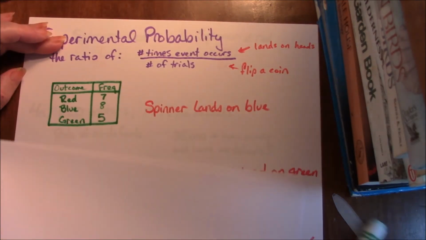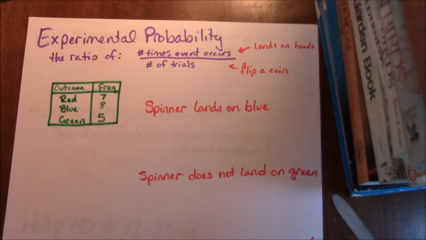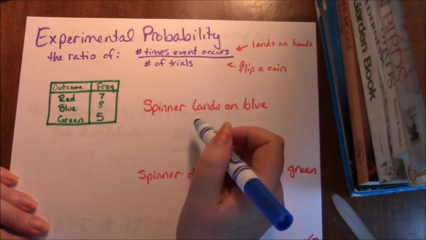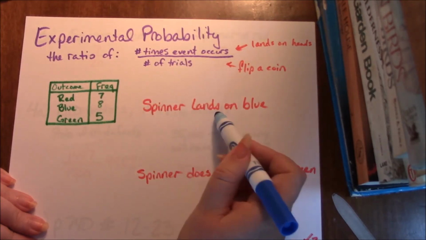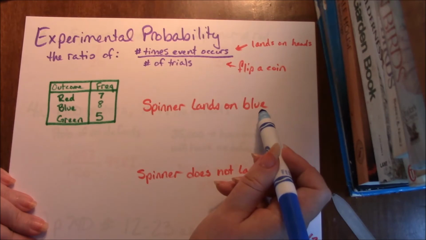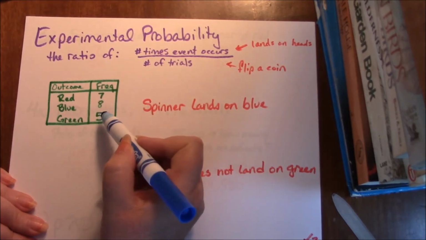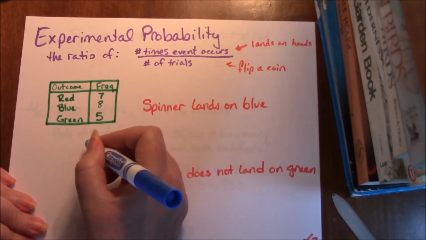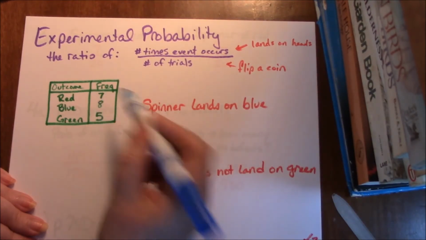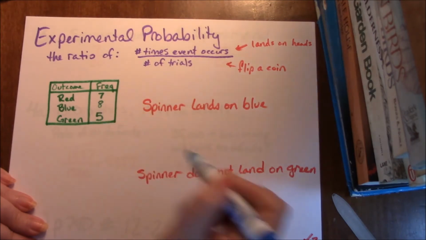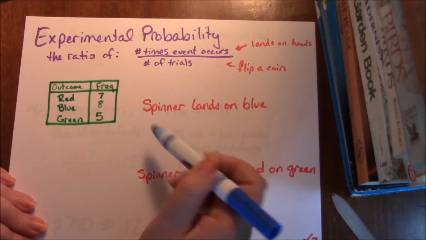So we have a frequency table here. And one of the questions might ask you, what is the experimental probability that a spinner lands on blue? Well, it's the experimental probability because I actually tried it. I have a spinner and I spun it this many times, and 7 times it landed on red and so on. So what is the experimental probability that it lands on blue?